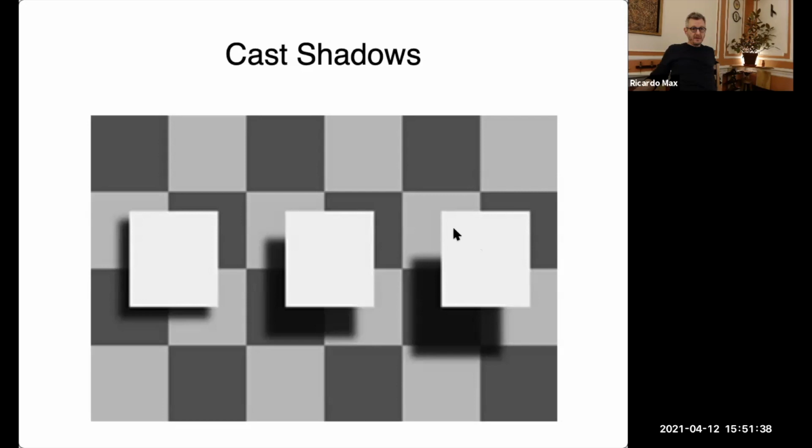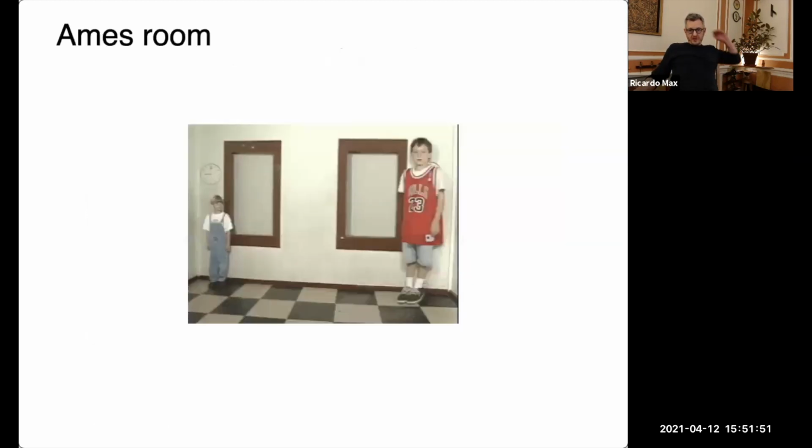Here, all these squares have the same size, but because of the distance of the cast shadow, we feel that this is closer to us. This is a strong one.